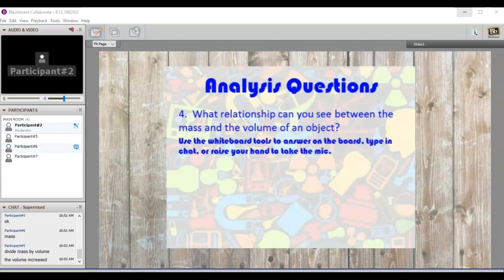So an object that is heavier, more mass an object has, the more volume it's going to have. Yep, you're right. So I would write out the heavier or the more mass, you'll see the volume will increase. So that's the relationship. You're comparing one thing to the other. So more mass is equal to more volume. All right, so hopefully that makes sense.